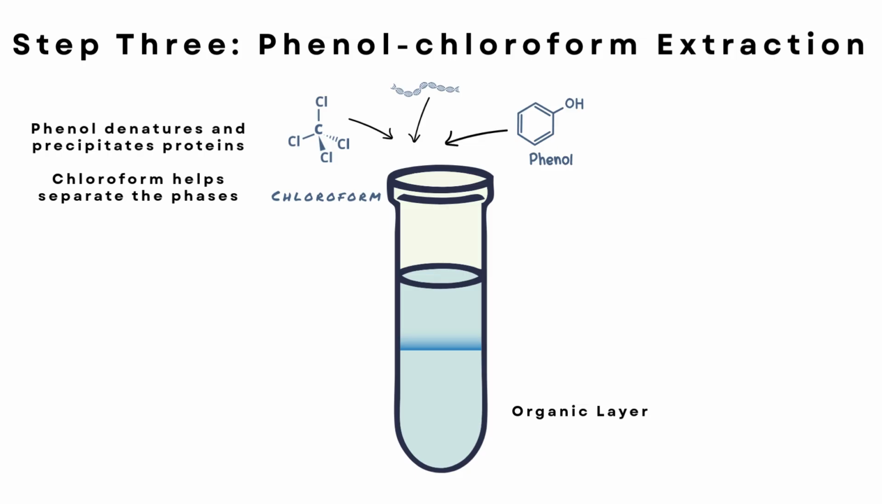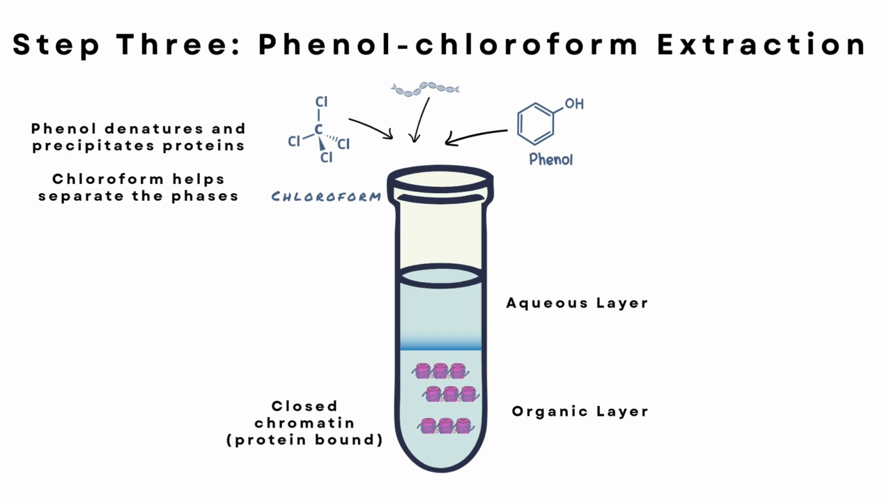The organic layer is the denser lower layer containing phenol and chloroform. It traps proteins and lipids and contains the protein-bound closed chromatin. The aqueous layer is the lighter upper layer containing water and dissolved substances. Because DNA is a polar molecule, it stays dissolved in the aqueous, water-based phase.